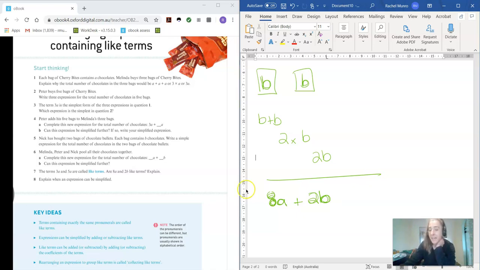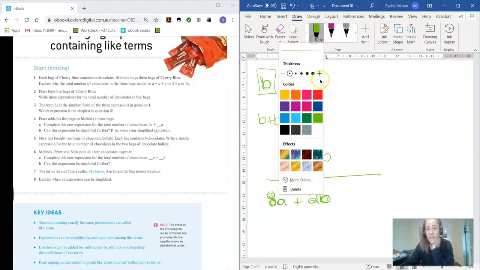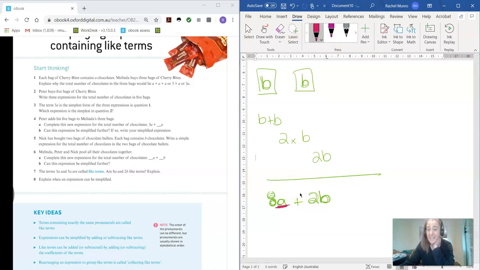Okay, can I simplify this any further? So remember, to simplify, we have to have the same pronumerals. So term 1 here has an A and the second term has a B. They are different pronumerals. That means we cannot simplify it anymore. A is different to B, so we can't combine them any further than this because they need to stay separate. Okay, A is different to B. They're representing different things. Okay, they are not like terms. So we've already gone and answered question 7.